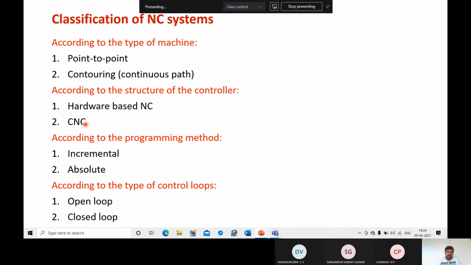Whereas now in CNC, you can connect a cable and communicate with some external device. You can send the program, or by inserting a pen drive or USB device, you can insert the program. But earlier in NC, for that we needed a separate device. That is hardware.